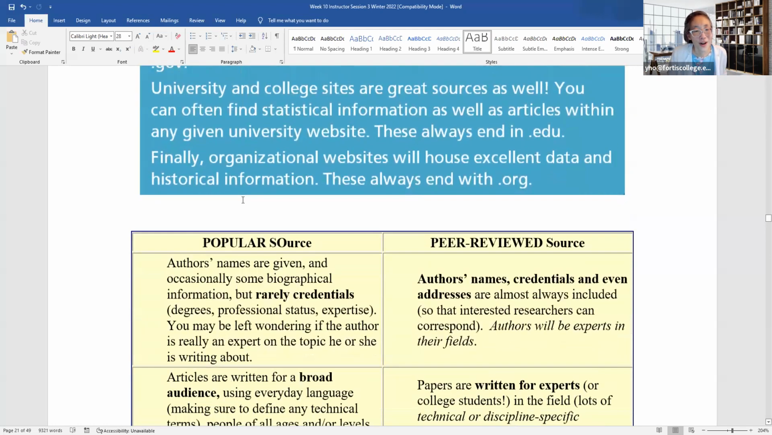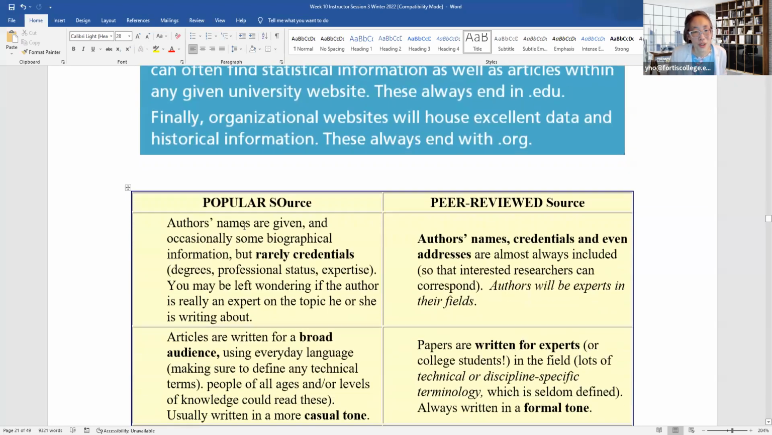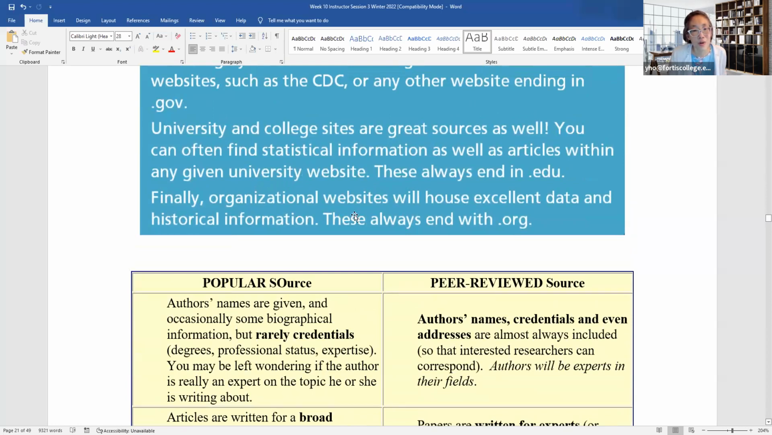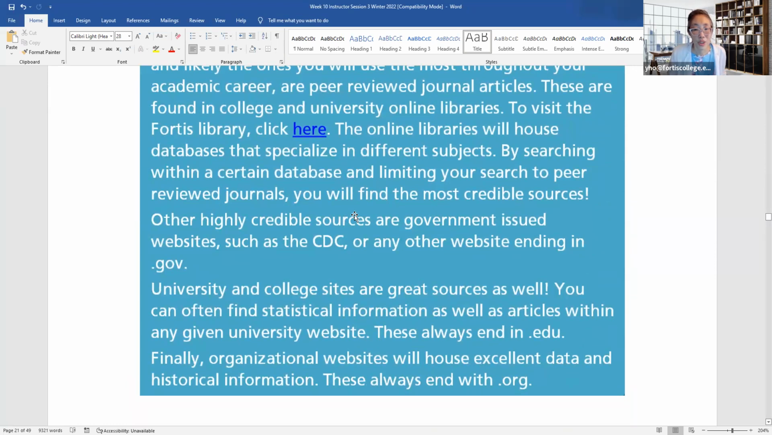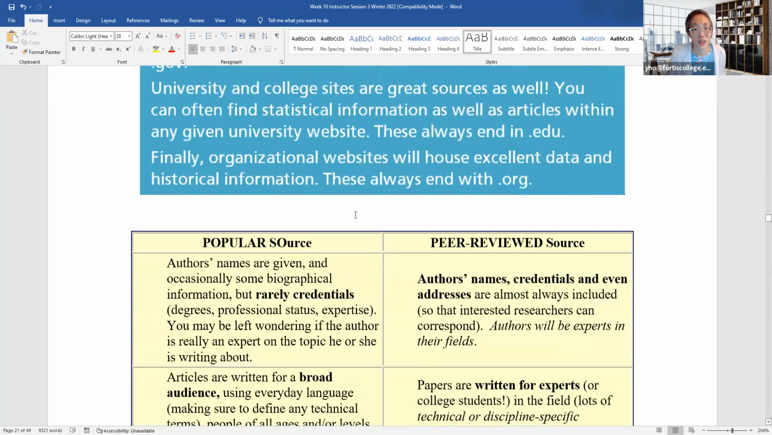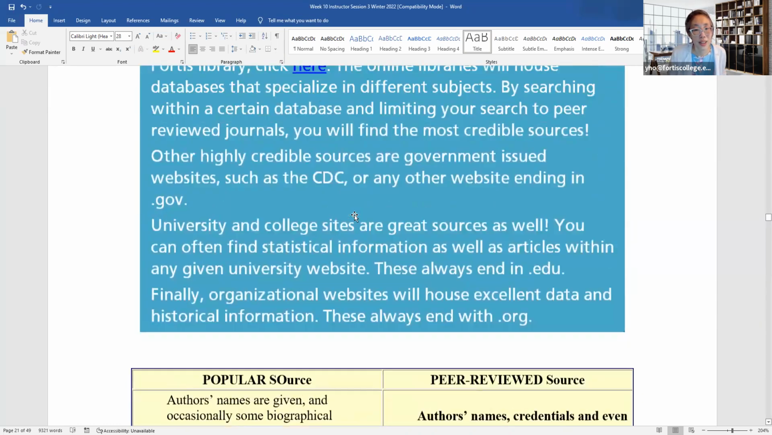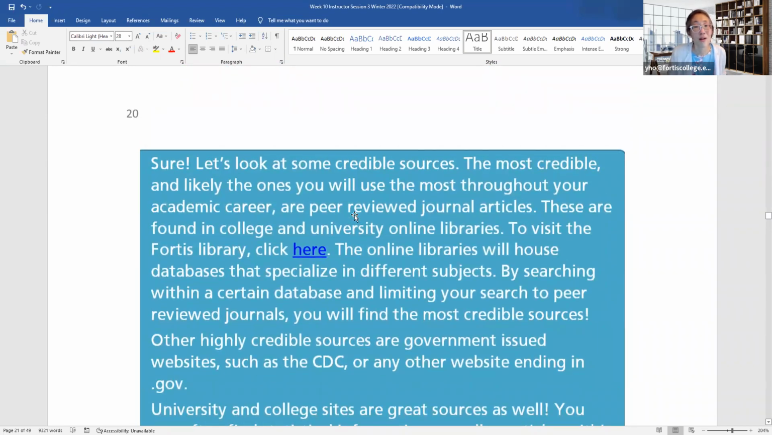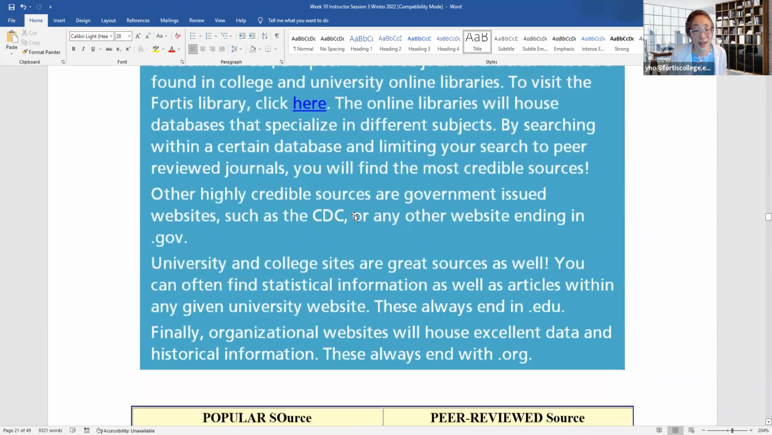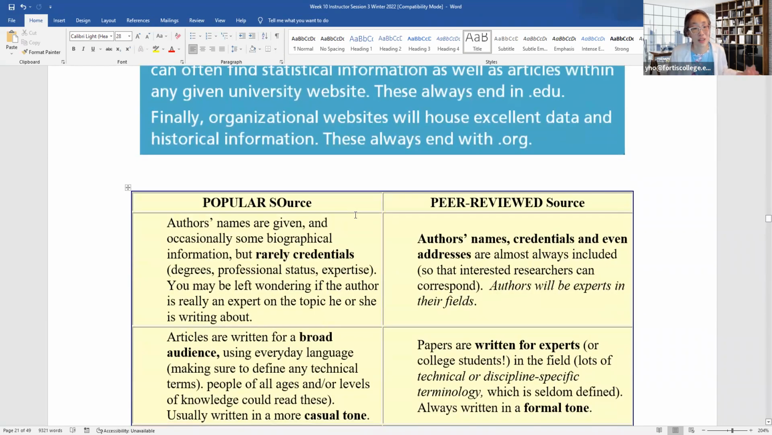So when you have a peer-reviewed source, anything ending in edu and org, I took this from your interactive lecture, which is also in your orientation, because Fortis gives an orientation teaching media literacy, which obviously a lot of students either aren't aware of or don't bother to take. So that's why I get all these mistakes.